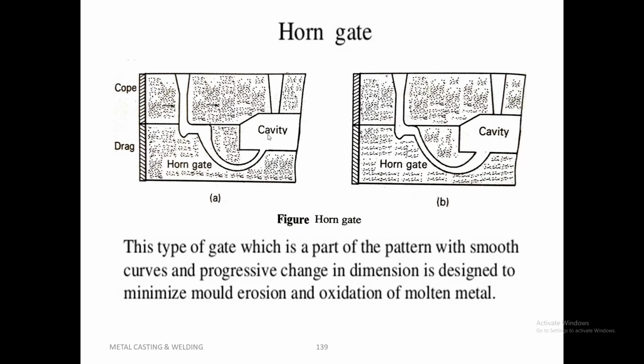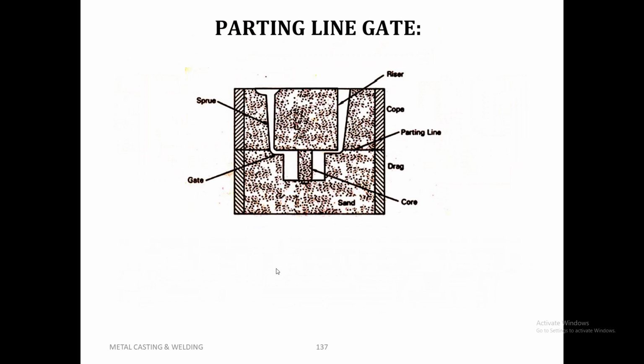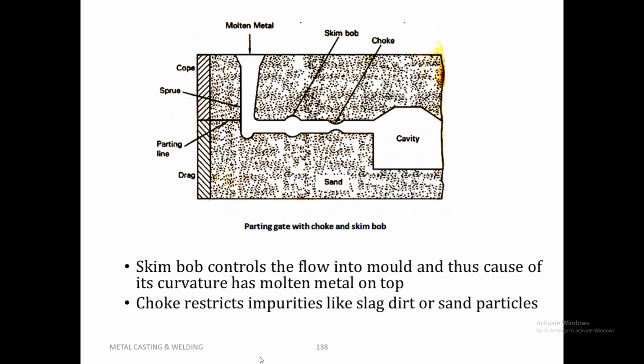So horn gating system eliminates the need of in-gate since it is a part of the pattern itself. This type of gate, which is a part of the pattern with smooth curves and progressive change in the dimension, is designed to minimize the mold erosion. The third type of gate is called parting line gate. As it says, it's the most commonly used type of gate, and it is comprised of top and bottom gates. The gate is provided at the parting line of the mold as shown in the figure.